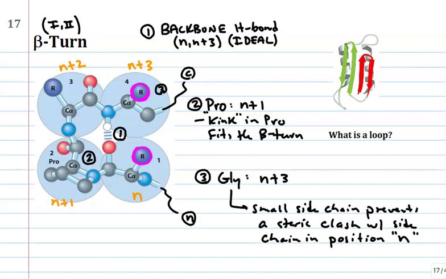So that's what we have here for a beta turn. We need to turn the backbone, not coil it. We need to turn it. And so we have 3 important considerations in beta turns.